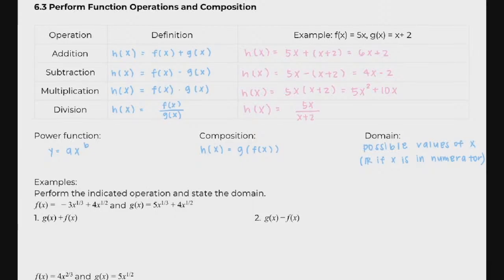Okay, some more vocab. A power function is y equals a times x to the b power. Composition is when we have h of x equals g of f of x. So that just means you're going to plug in f of x into all the x's in g. Hopefully that makes sense, but we'll do some examples. And domain is the possible values of x. If x is in the numerator, then the domain would be all real numbers.